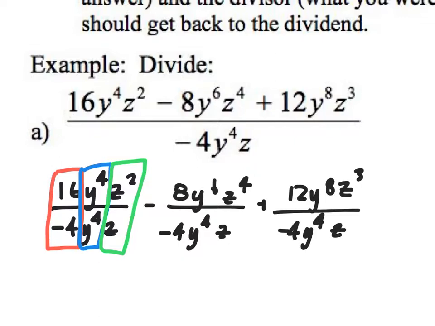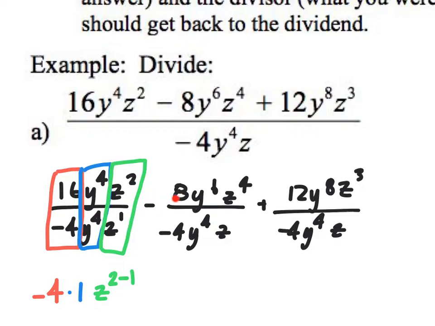So let's first start with 16 divided by -4. If I do that division, I'm just going to get -4. If I look at y to the 4th divided by y to the 4th, it's going to divide out to 1, so I'm just going to leave that as times 1. And then z squared divided by z, where my exponent here is 1. Now, if I'm dividing these, I want to subtract my exponents. So I would write this as z to the 2 minus 1 power.